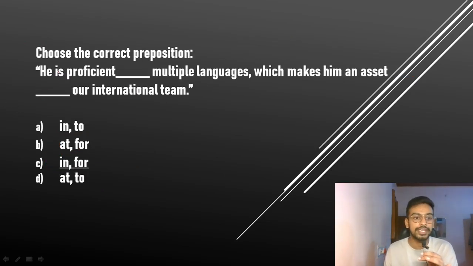Now the second question: he is proficient blank multiple language, which makes him an asset to our international team. For the first blank, in can be the answer. At multiple language can't be the answer. Yes, in can be the answer for the first blank. Now we have two options. So we put in multiple language, which makes him an asset to our international team. Not this one; for our international team, this can be the answer. This is the correct answer, so this is how we solve this question.